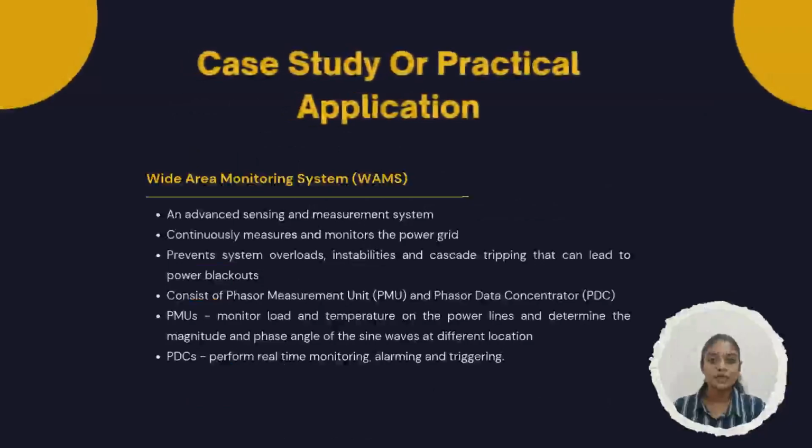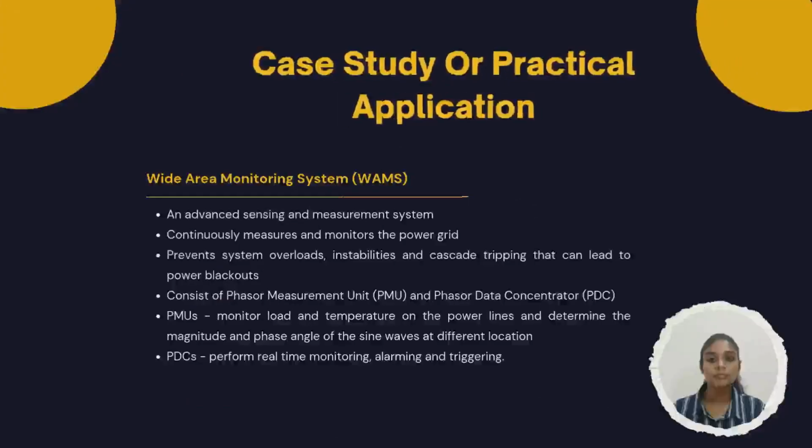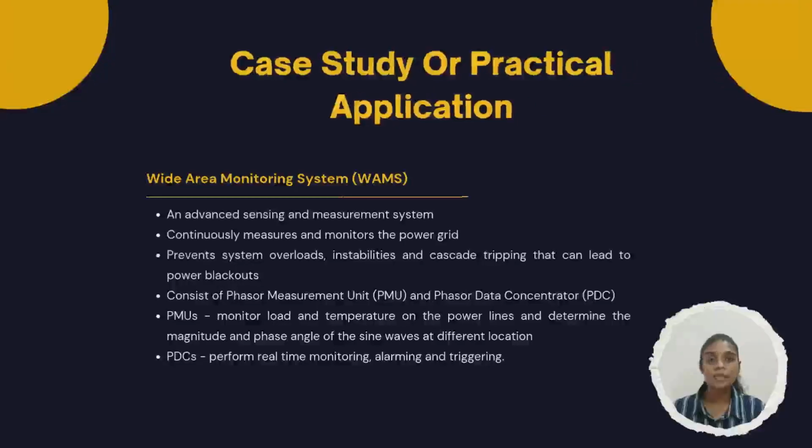In 2013, Wide Area Monitoring System installation was initiated in India. WAMS is an advanced sensing and measurement system. This system continuously measures and monitors the power grid. WAMS prevents system overloads, instabilities, and cascade tripping that can lead to power blackouts. WAMS consists of phasor measurement units and phasor data concentrators.